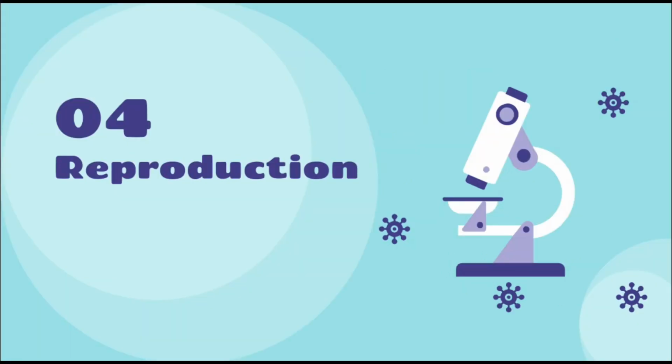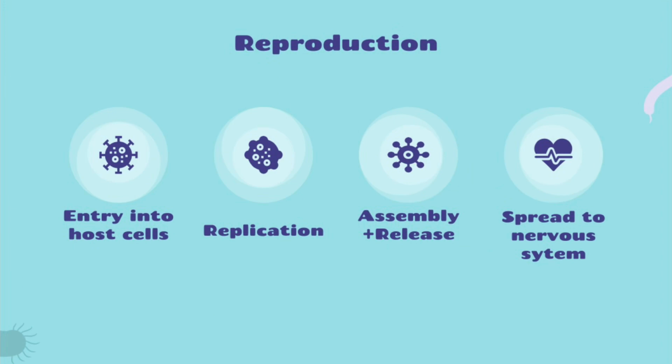4. Reproduction. So first, rabies virus entry into host cells. The rabies virus enters the body through the saliva of an infected animal, usually transmitted through a bite or scratch. Once in the body, the virus begins to spread and infect the host cells.